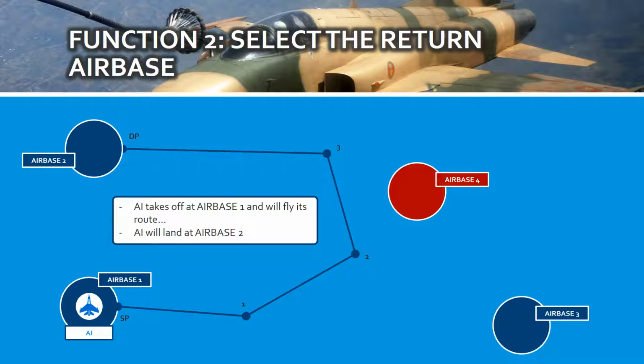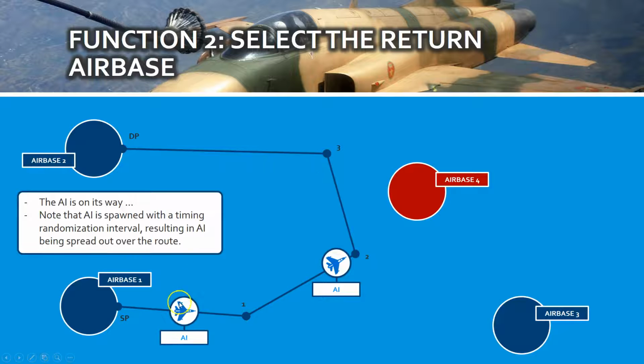Function 2, select the return airbase. So let me illustrate this through some couple of graphics here. You got the AI that's being spawned, there is nobody on the mission, so AI is being spawned and it has a route already lined out within the mission editor, and the AI will follow its route. So the AI is on the way.